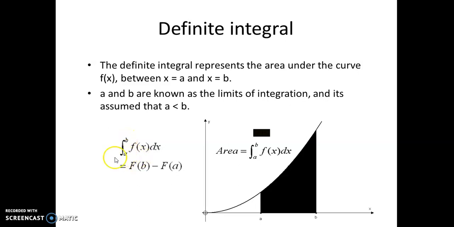This is the notation for your definite integral, and it tells us that the definite integral of f of x between x equal to a and x equal to b is equal to, notice now, capital F of b minus capital F of a. Remember that capital F of x was the indefinite integral of this function, small f of x. So what we end up doing is we get the indefinite integral, then we evaluate at the upper limit, and we subtract F of a, the lower limit, from F of b.